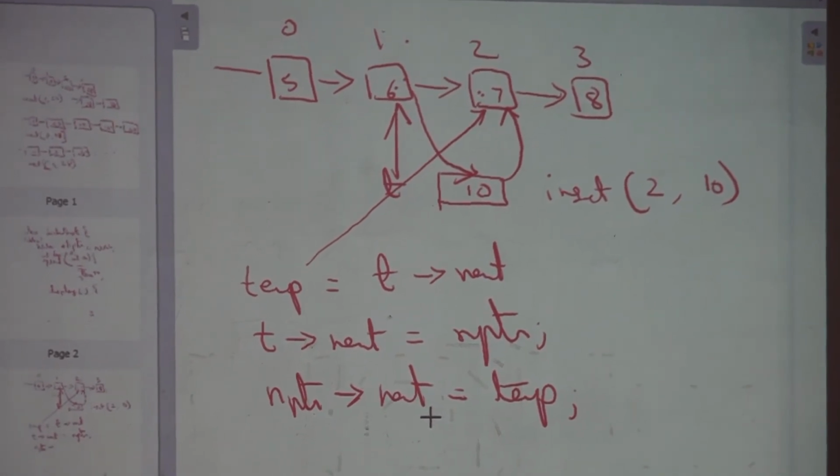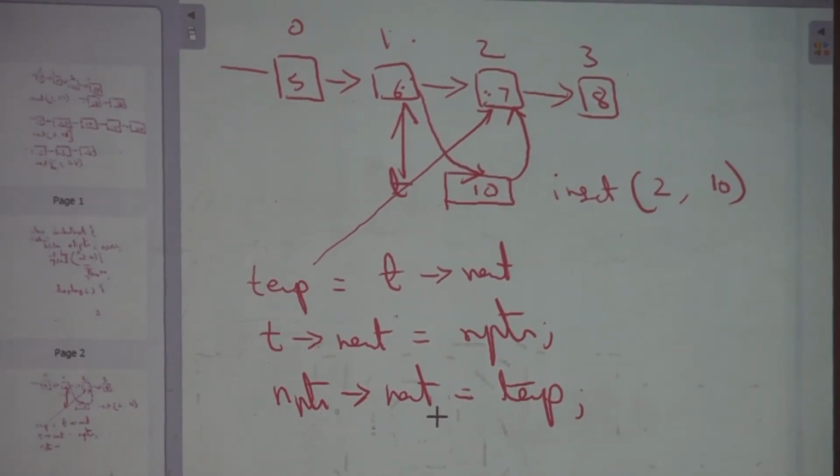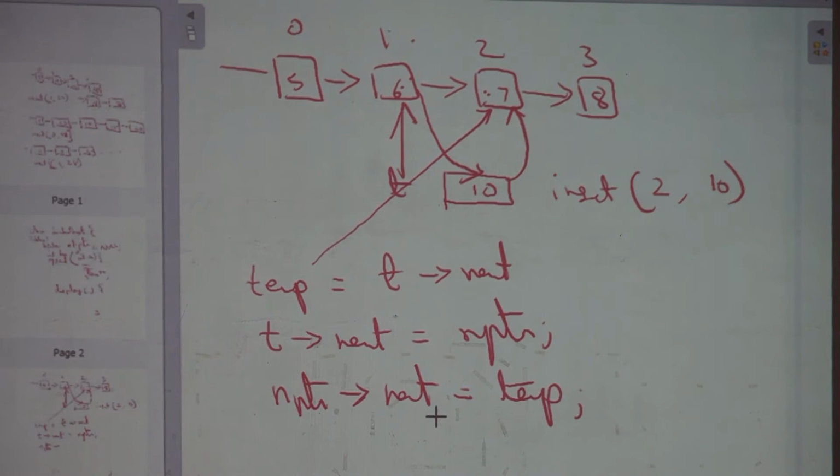See, I am positioned at 1. Just think in your mind. It's not very difficult. I am positioned at 1. I have created a new node with the value 10. Correct? Now I have to bring that guy right after 1 and before the old 2. Correct? So what should I do? I have this new guy. Now I take this wherever I am positioned.